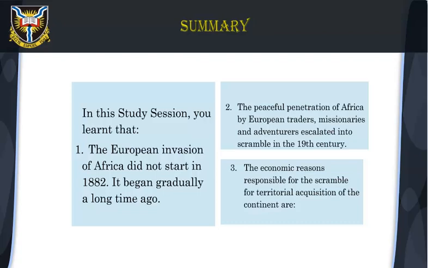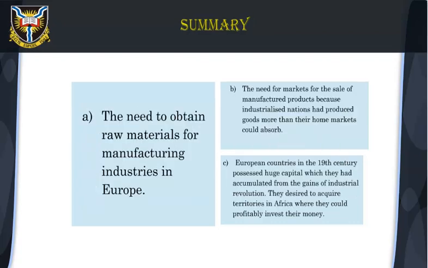3. The economic reasons responsible for the scramble for territorial acquisition of the continent are the need to obtain raw materials for manufacturing industries in Europe; the need for markets for the sale of manufactured products, because industrialized nations had produced more goods than their home markets could absorb; and the huge capital European countries in the 19th century had accumulated from the gains of the Industrial Revolution, and the desire to acquire territories in Africa where they could profitably invest their money.